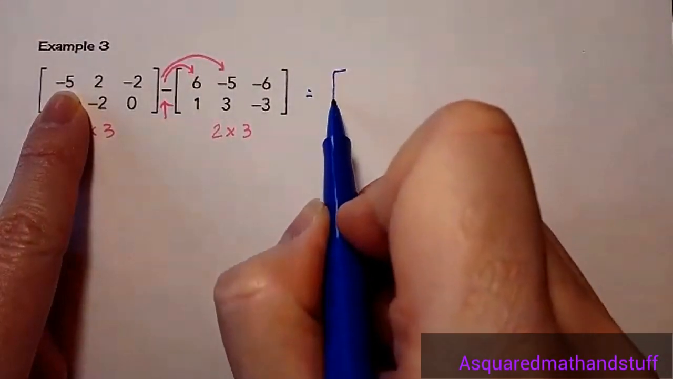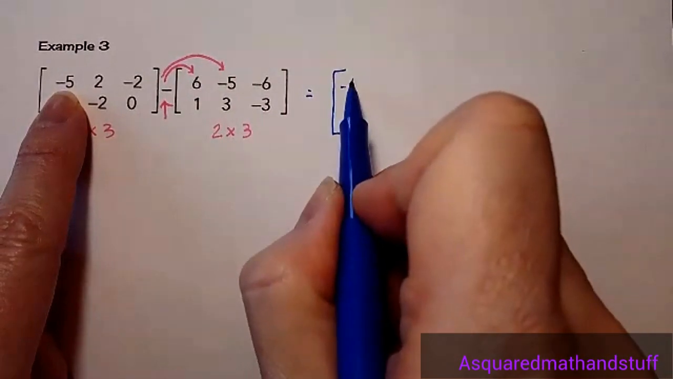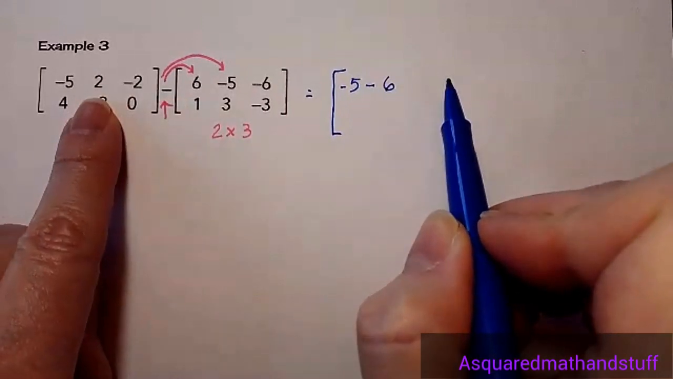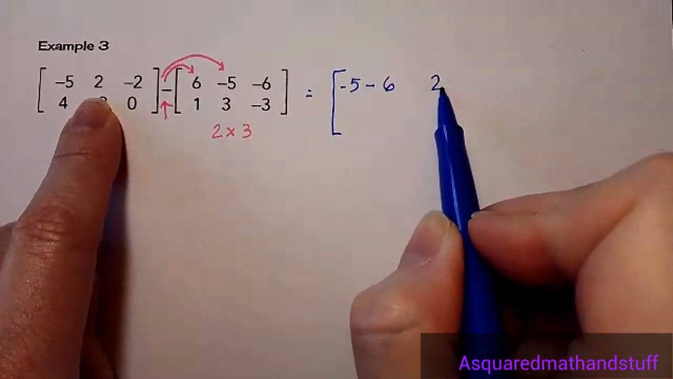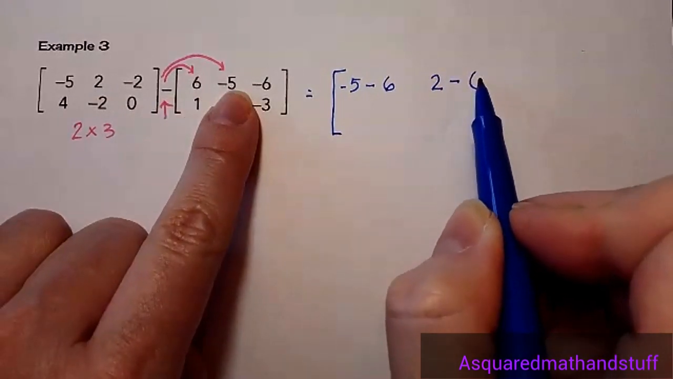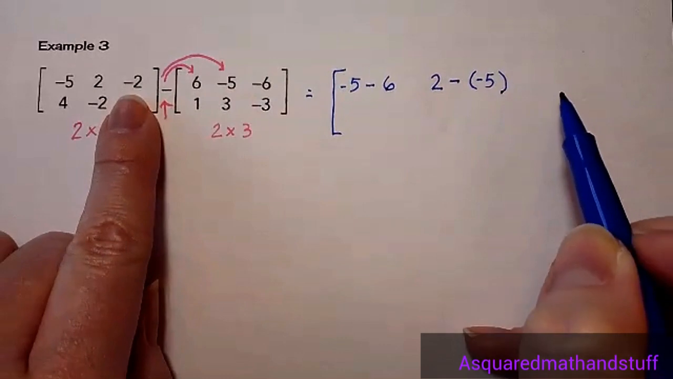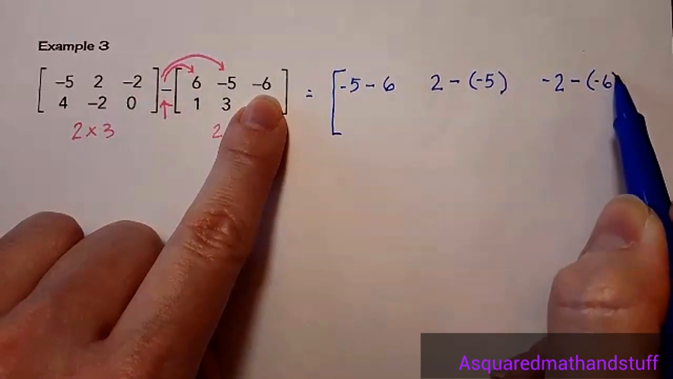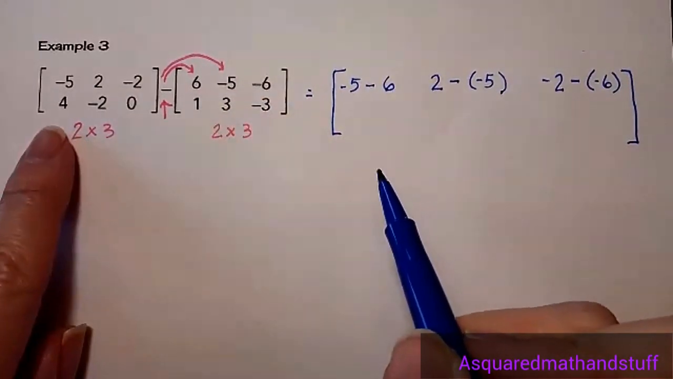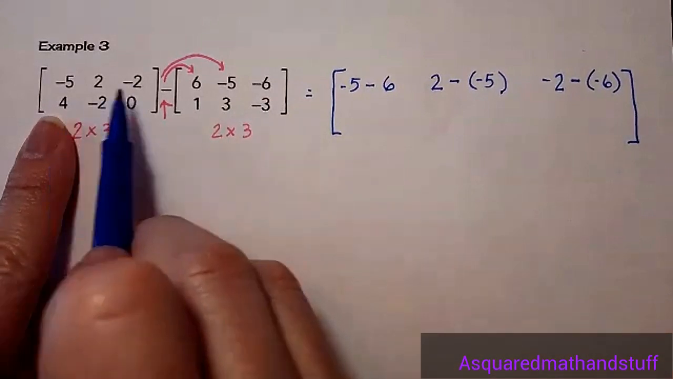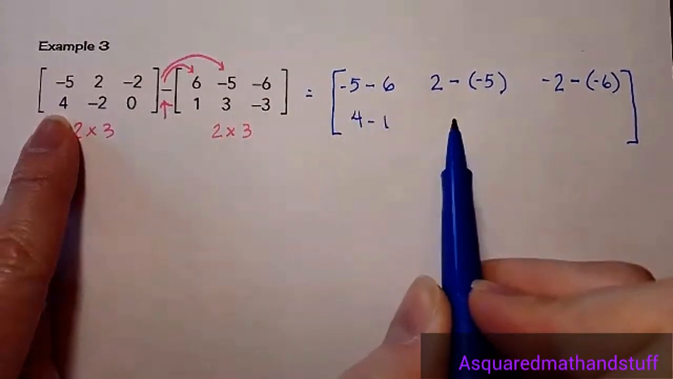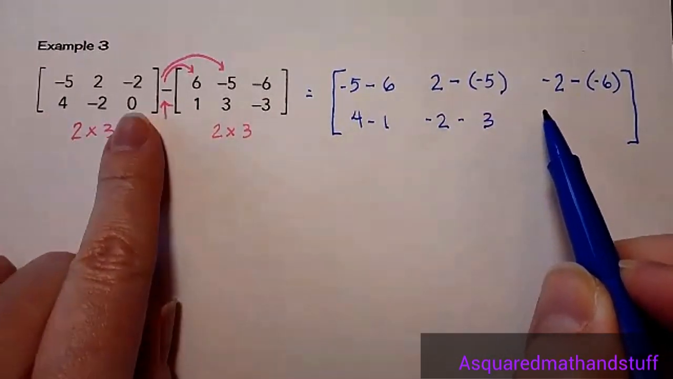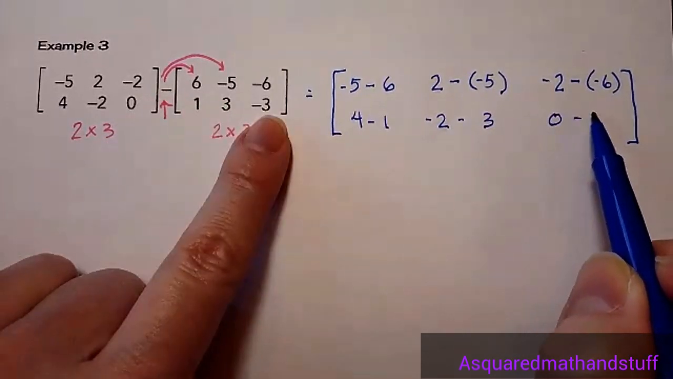Row 1, column 1 is what we will work with first. We have a -5, and we are subtracting a +6. The next is row 1, column 2. We have a 2, and we are subtracting a -5. And then row 1, column 3, -2 minus a -6. And then we do the same process going across row 2. So 4 minus 1. Then we have -2 minus 3. And then finally we have our 0 minus a -3.